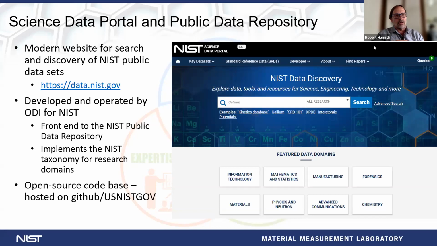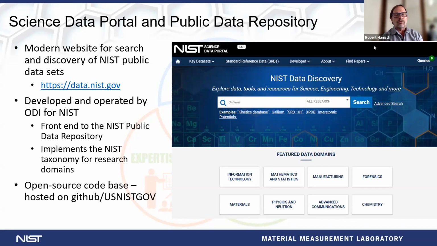For example, my team has developed our science data portal and our public data repository. This is a website that provides access to all of our public facing data sets at NIST. It front ends, as I say, access to all of our research publications, the data associated with our research publications. And it's an open source code base. So if an organization wants to work with us to set up some sort of clone of our repository infrastructure, we are more than happy to do that.